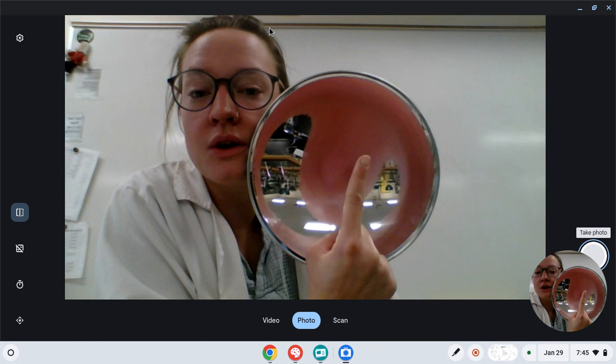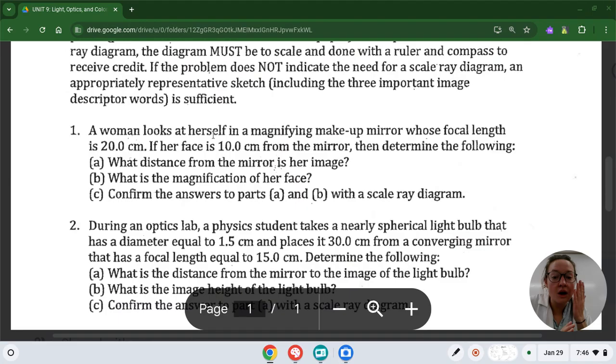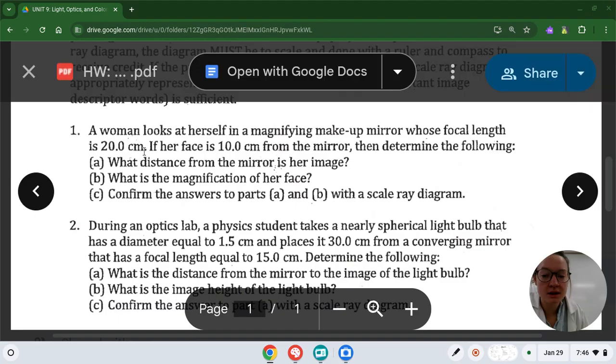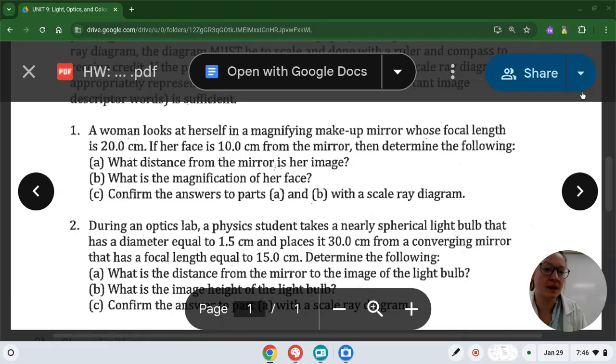So here's what you see in this problem. You see a woman who has her face close to the mirror. It says that the focal length is 20 centimeters and her face is 10 centimeters from the mirror. So it's going to be magnifying her face. The question is, what distance from the mirror is her image, and what is the magnification of her face? And then can you confirm the answers to parts A and B with a scale ray diagram?